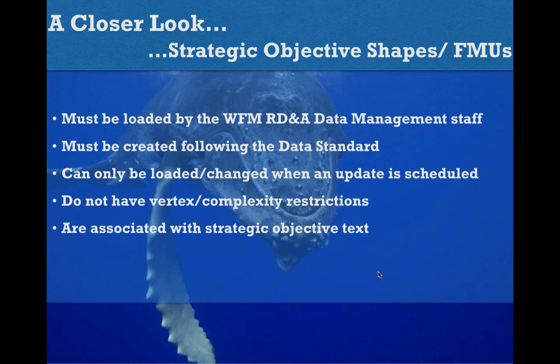So with these shapes, because we load them in the back end and we do all of our little magic and mumbo jumbo, there's no limit. So they can be as complex as humanly possible and we'll still get them loaded. And then what happens is once those data are loaded, they're available for you to use to tie strategic objective and/or management requirement text to them. So that in a nutshell is your FMUs or your strategic objective shapes.